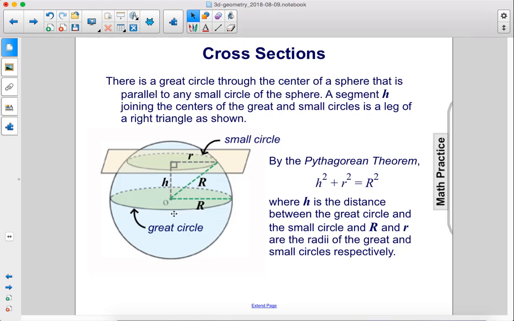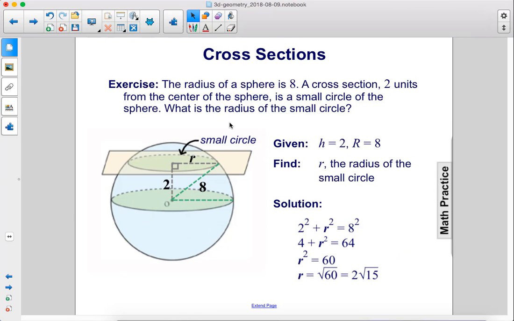There is a great circle through the center of a sphere that is parallel to any small circle of the sphere. A segment h joining the centers of the great and small circles is a leg of a right triangle as shown. By the Pythagorean theorem, h squared plus r squared equals capital R squared, where h is the distance between the great circle and the small circle, and capital R and lowercase r are the radii of the great and small circles respectively. Here's an exercise.